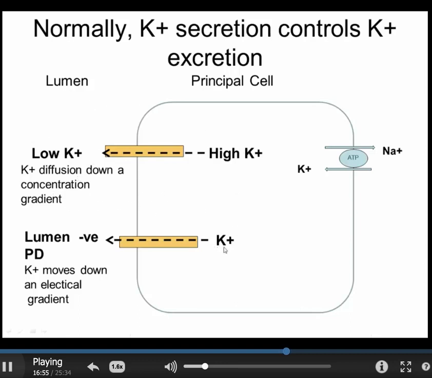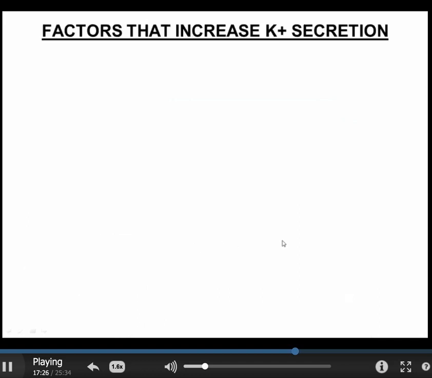In addition, potassium is a positively charged ion, and it's moving into a section of the tubule where the lumen has a negative charge. Anything that makes the lumen more negative will enhance the secretion of potassium. So control of both the electrical and the chemical gradient for potassium movement across the luminal membrane is what determines potassium secretion and therefore what determines potassium excretion.